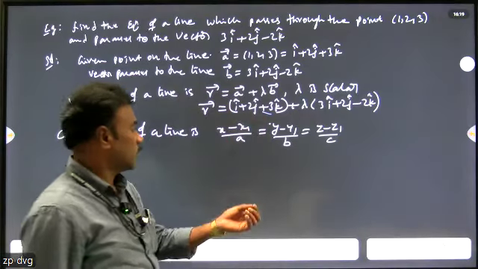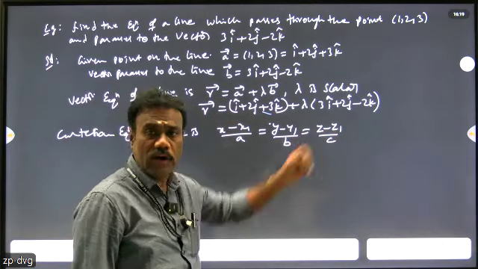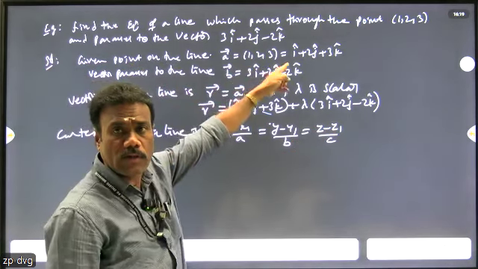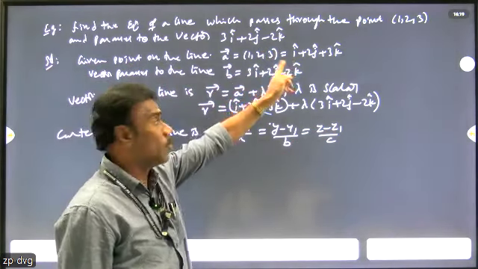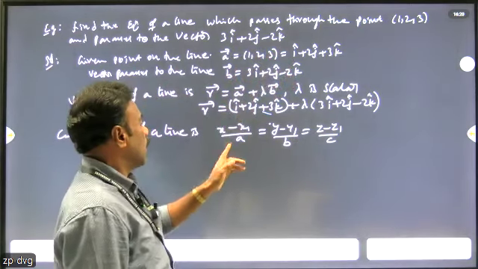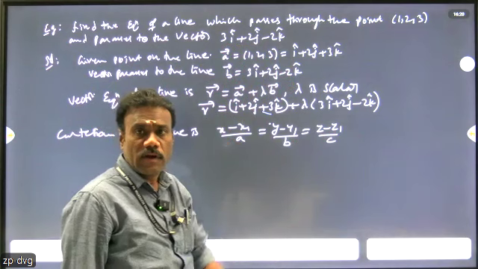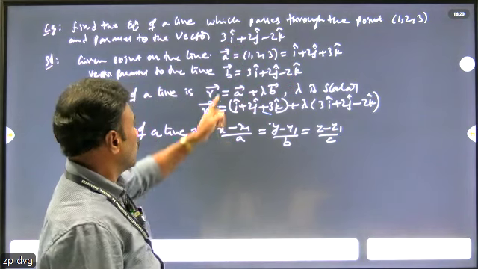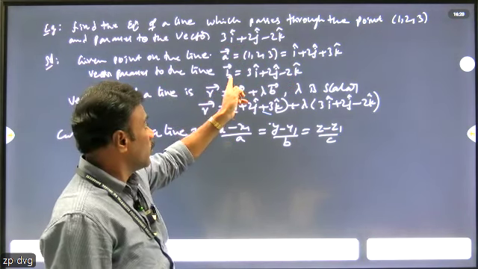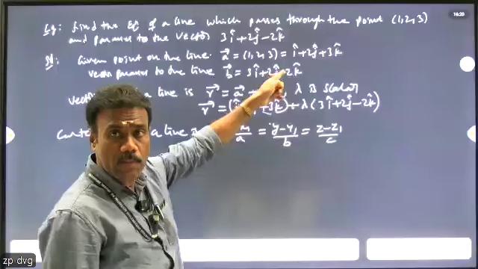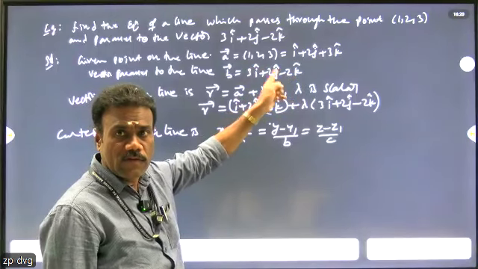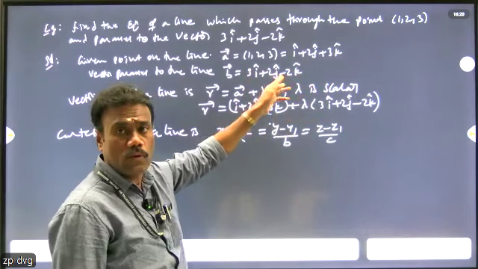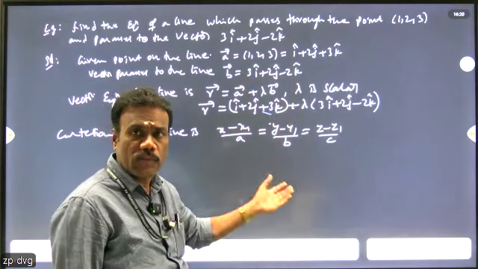Already we have discussed that x1, y1, z1 is a point on the line. The given point on the line is 1, 2, 3, so x1, y1, z1 is 1, 2, 3. And a, b, c represent the direction ratios of the line. Here b bar is a i cap plus b j cap plus c k cap. So a value is 3, b value is 2 and c value is minus 2. So let us substitute here.